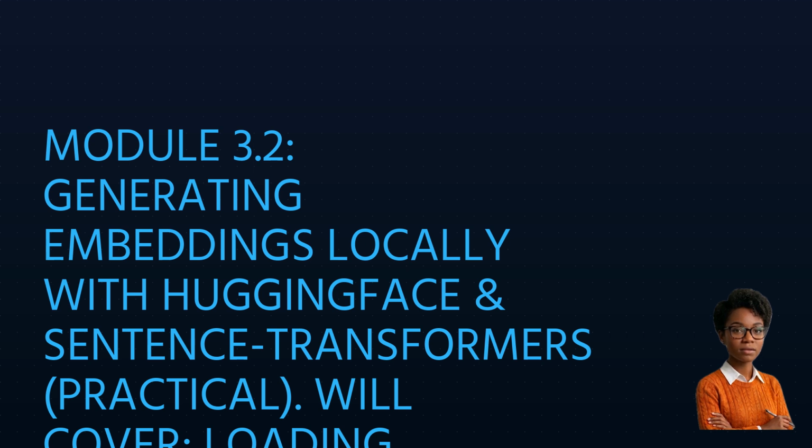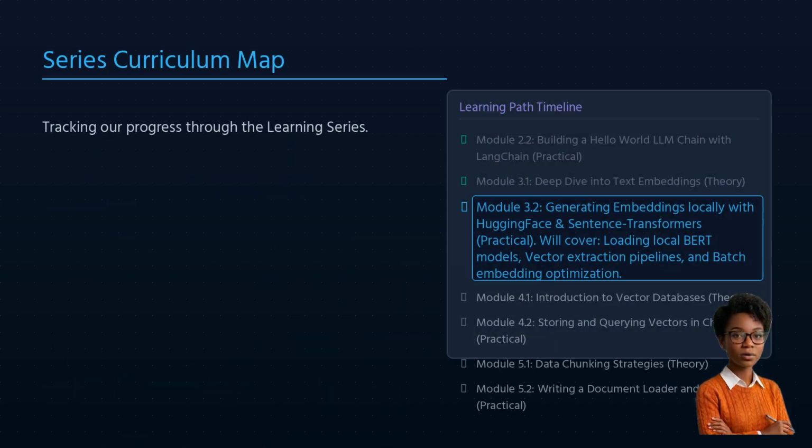Welcome. Today we are discussing Module 3.2, Generating Embeddings Locally with HuggingFace and Sentence-Transformers, Practical. We'll cover loading local BERT models, vector extraction pipelines, and batch embedding optimization. Here's a quick look at where we are in our curriculum.